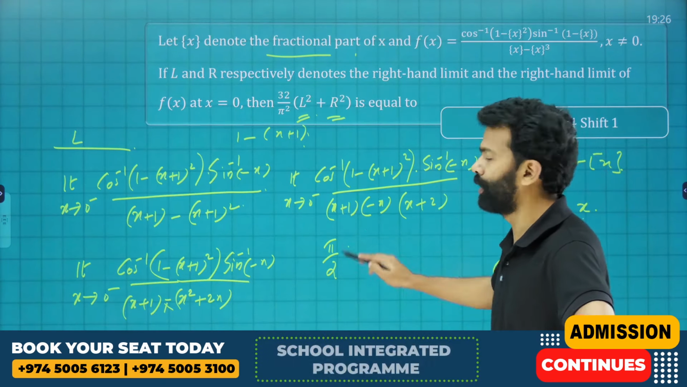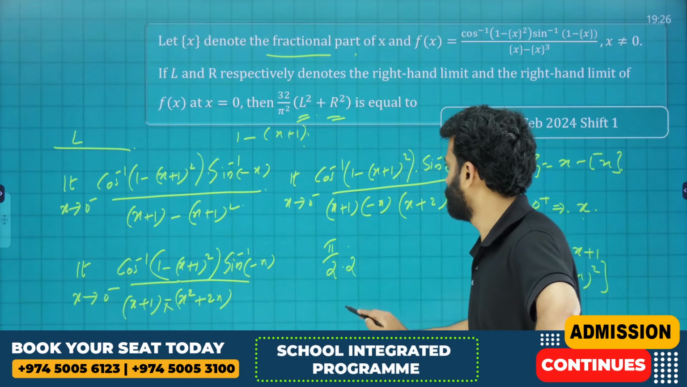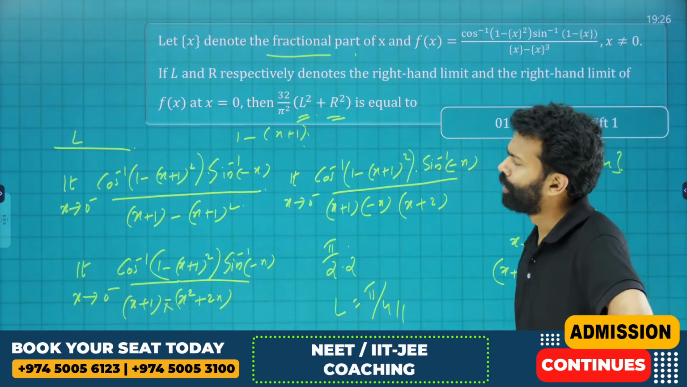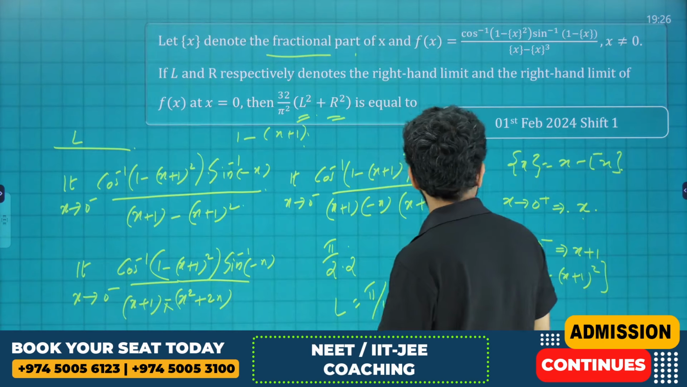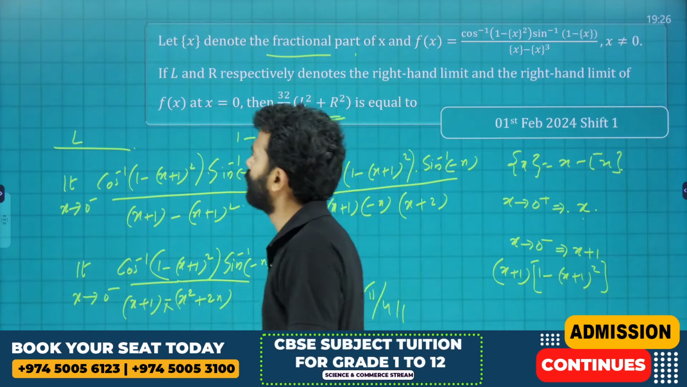Here we will get 0 plus 1, which is 1. And this is 2. Okay, that is pi by 2 into 2. That is, L is equal to pi by 4. That was easy. Let's go for the right hand limit. And what is the right hand limit? This will be x. Instead of the fractional part of x, we can write x there.